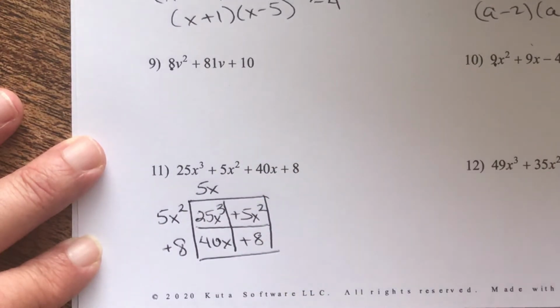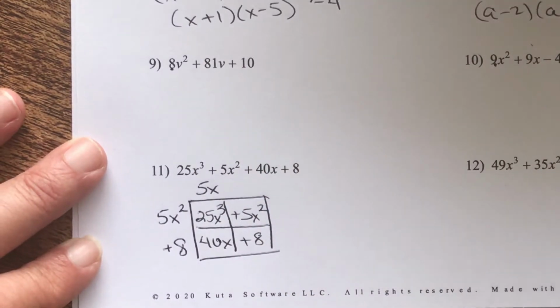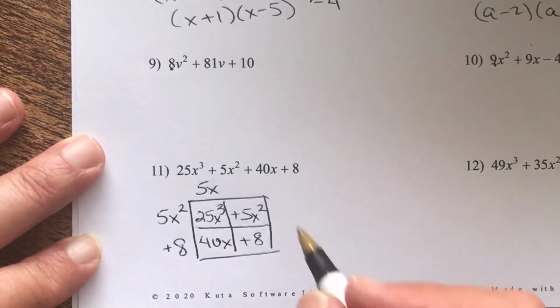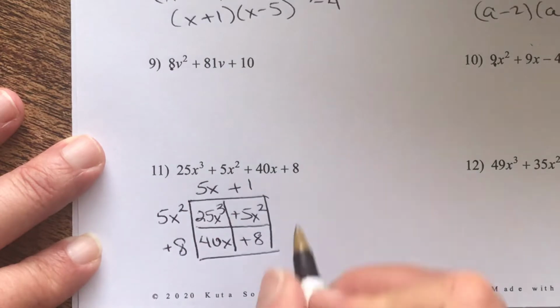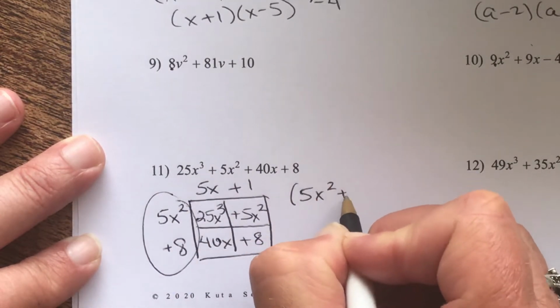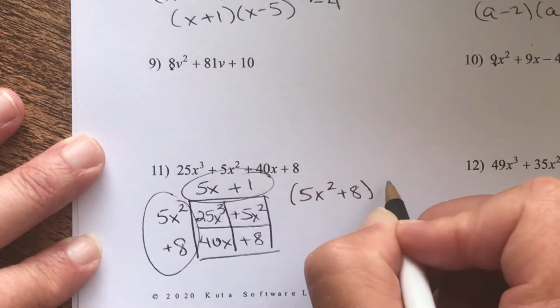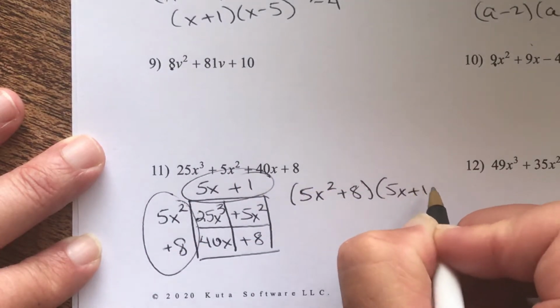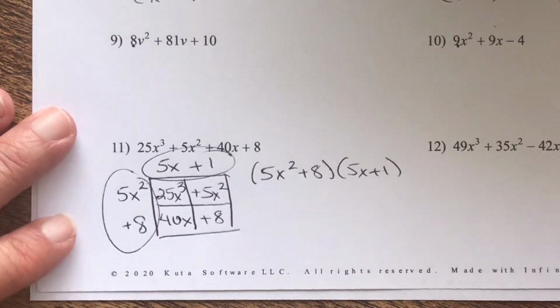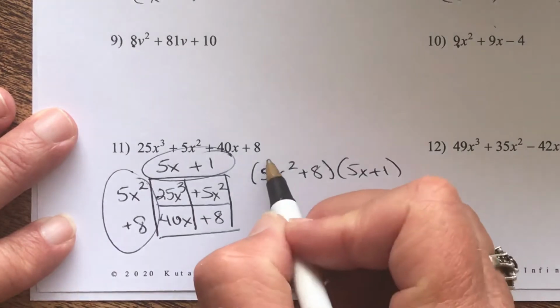Doesn't look like I can really take anything out. I don't have factors of 5 and 8. Maybe a 1, and they don't have a letter in common, so it has to be a plus 1. So our final answer, 5x squared plus 8, and 5x plus 1. And the beauty is, if you're like, am I even on the right track? Do I know what I'm doing? Well, if you don't think you do, go ahead and multiply it out. Let's check.